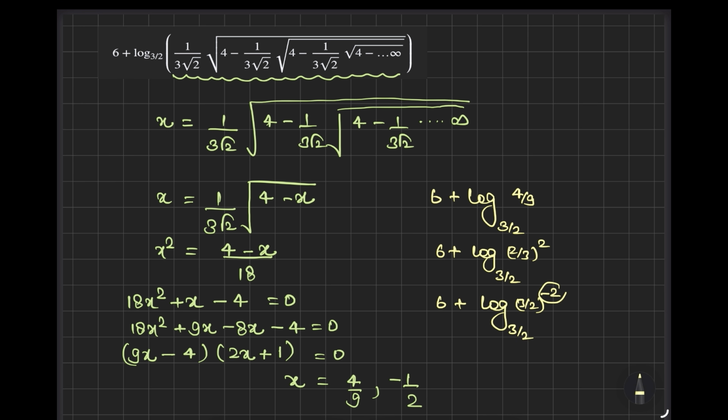Now you know that if anything is in the power of the argument, it will come out as a coefficient. So 6 minus 2, and log 3 by 2 base 3 by 2 is 1. Hence 6 minus 2 is 4. Therefore the required value is 4.